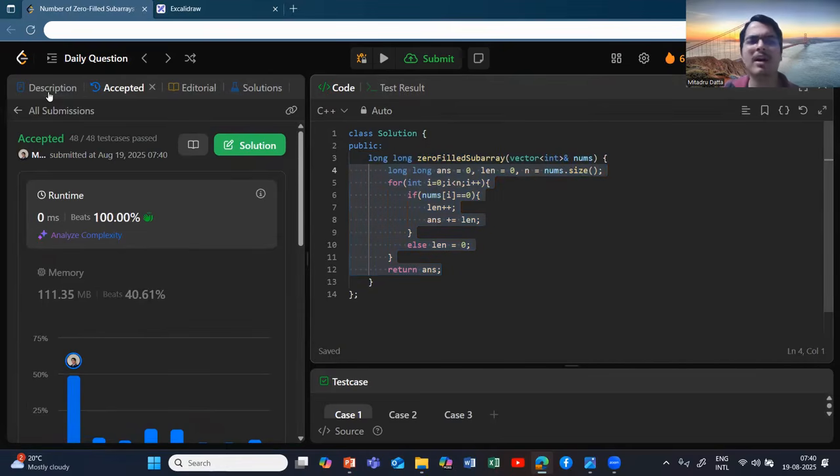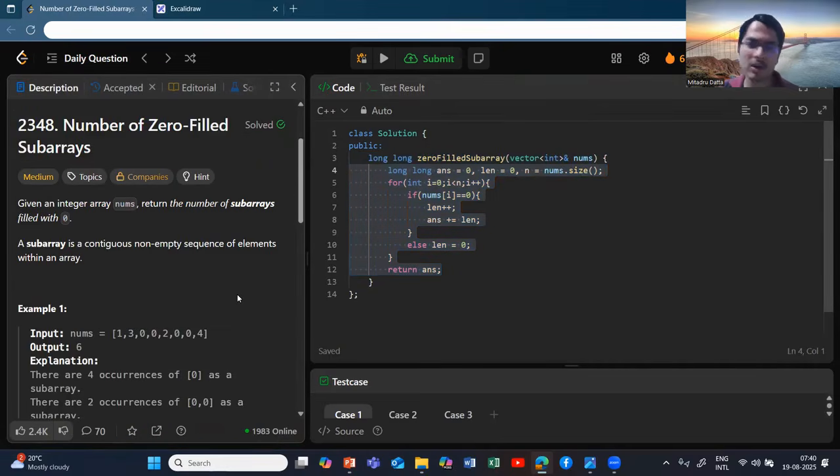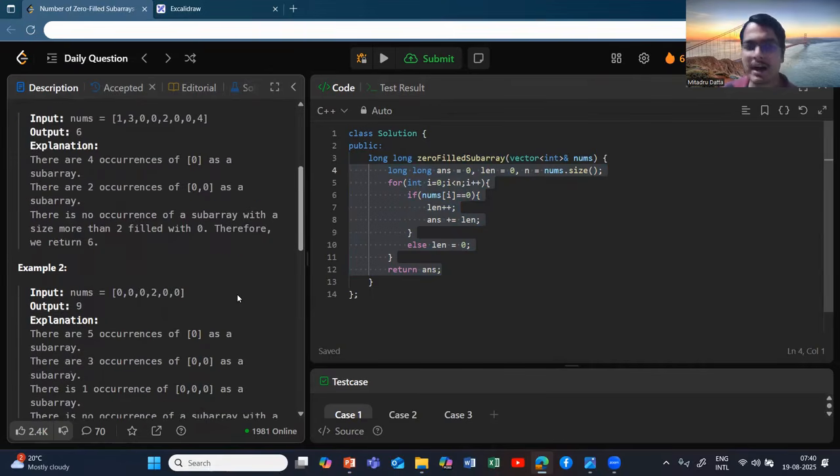Okay, so I hope this was clear to you. This is not at all a difficult problem. There is no involvement of any kind of data structure here. All you need to know is how to add the first n natural numbers. Even if you do not know that, you can just simply add every number. You just add every number of lengths.